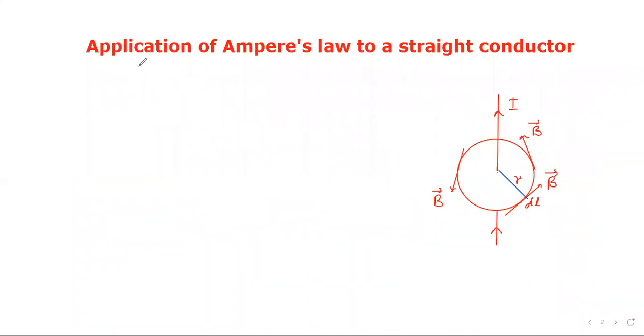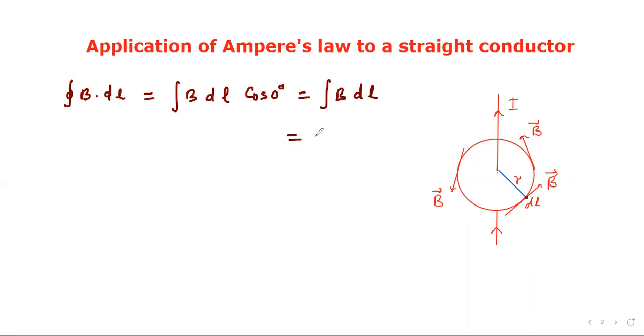Now let's see an application of Ampere's circuital law to a straight conductor carrying current. Here this is the conductor that carries current. Now we consider this loop. We assume that at every point of this loop, the magnetic field is tangential and uniform. So let's write it: integration B dot dl will be equal to integration B dl cos 0 degrees, which is equal to integration B dl, which is equal to B times integration dl, which will give 2 pi r.